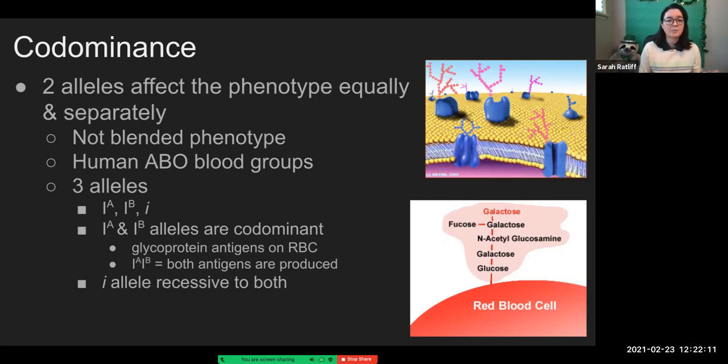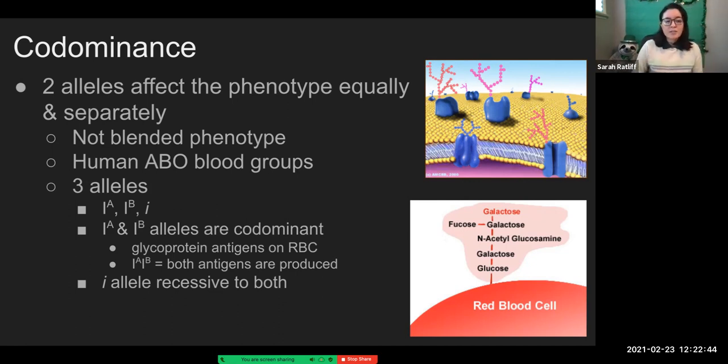What does this mean? Let's work with an example. Humans have a blood type group. You can be A, you can be B, you can be O, or you can be AB. There are 3 alleles: that A, that B, or a recessive O. And then the AB blood type can be codominant. It can have both of those dominant A and B expressed equally and separately.